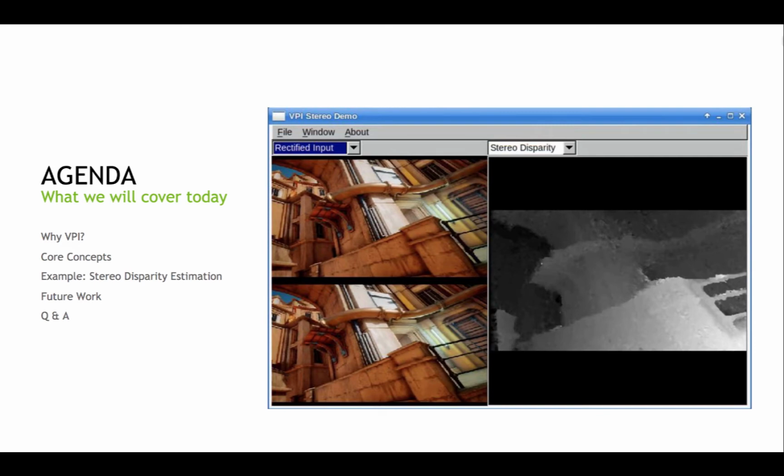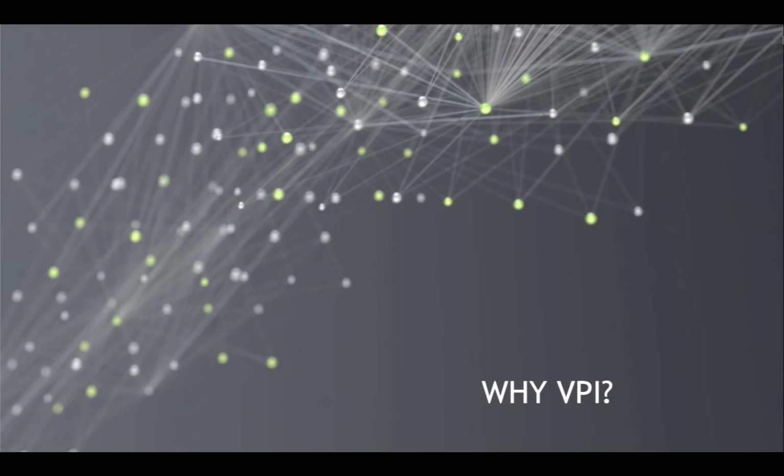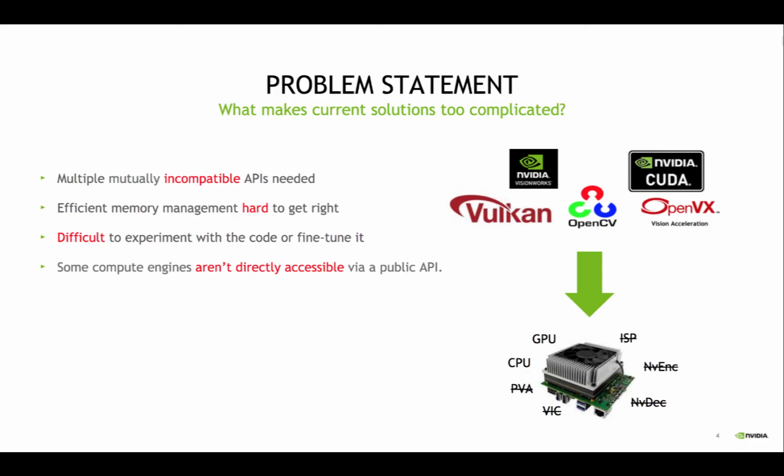So here you go. Why use VPI? Let's talk first about the current solutions available. Say you have to implement a computer vision solution that runs on different compute engines. You would pick a number of libraries to interface with those compute engines. And the problem is that those libraries are usually mutually incompatible, so it's hard to make them work together in a single solution. For instance, the memory management can be hard to get right. Say you have this memory buffer on CPU and you have to access that on the GPU, and you want to minimize or even avoid altogether any kind of memory copying.